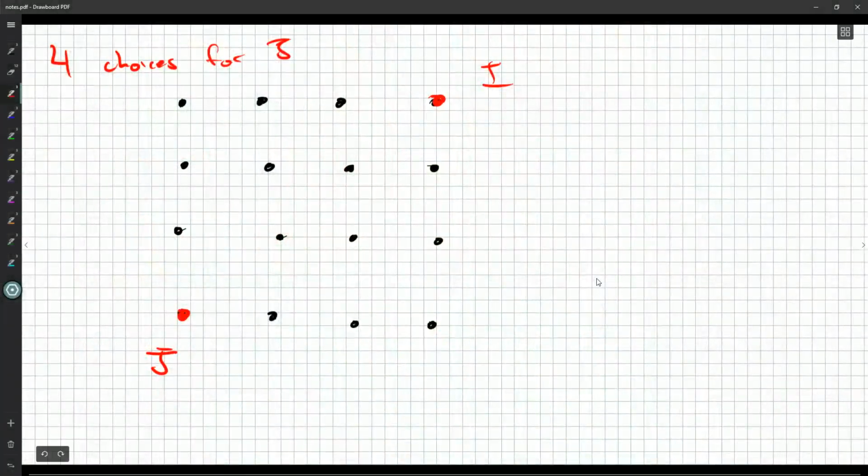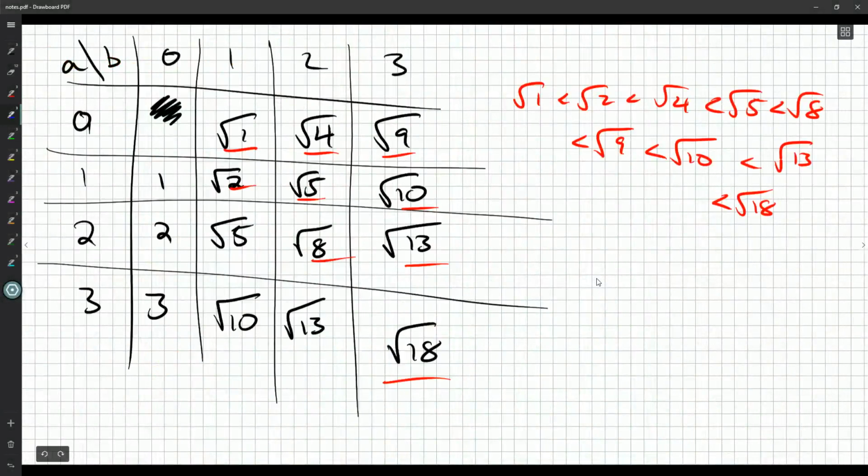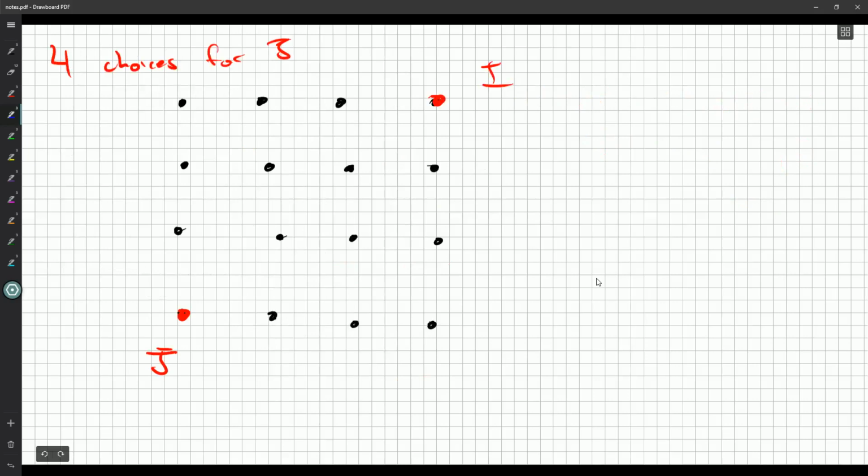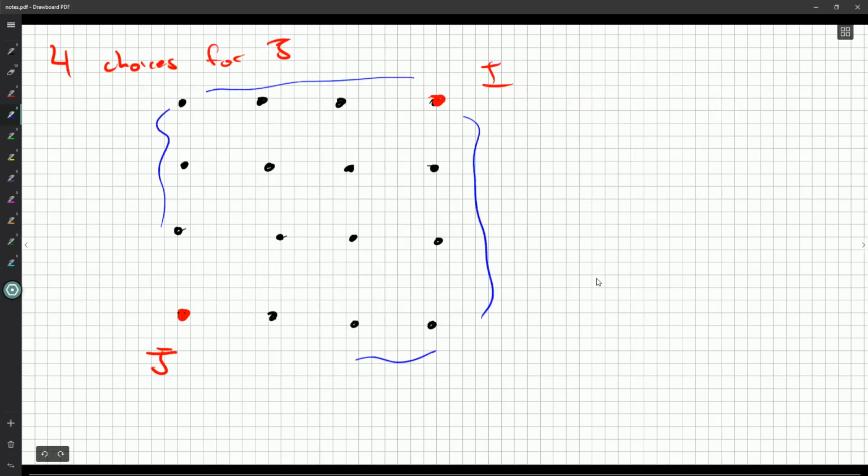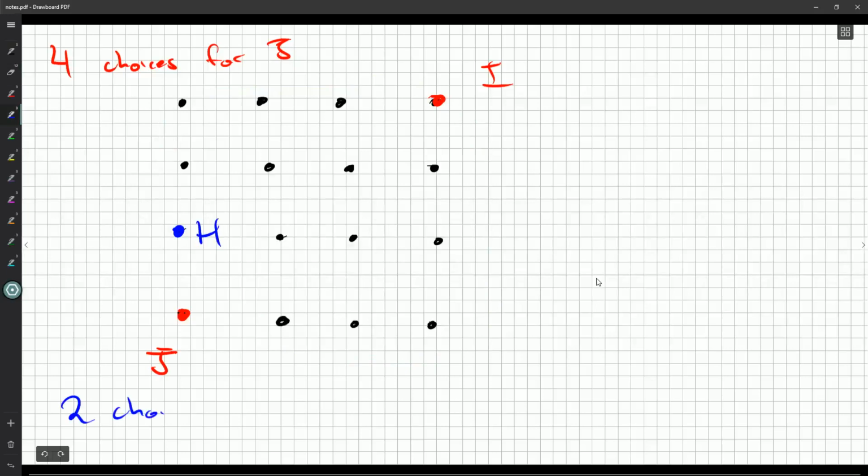Now, h has to be root 13 away from i, so it's got to be a 3 by 2 away. So we could either do 3 down like this, or 3 over like this, and then down by 2 and over by 2. So we get 2 choices for h. And at this point, there's no reason to suspect one over the other, because it's all symmetric. We just flip our picture. But we've got to remember 2 choices for h. So right now there's a total of 8 ways to make our current picture.